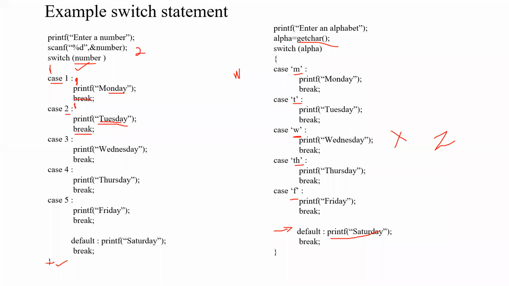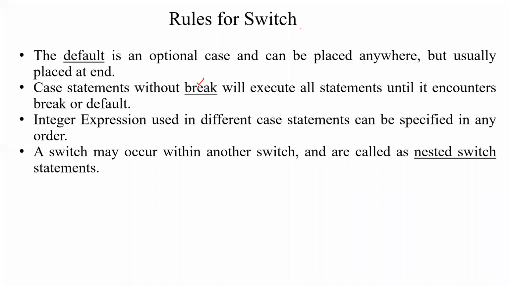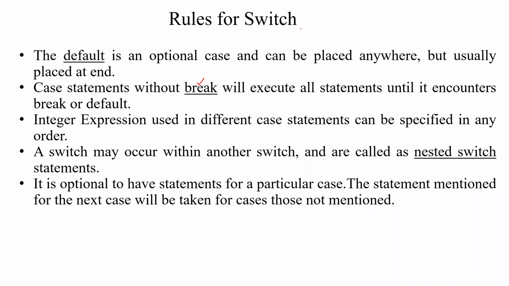If I'm not mentioning any break for any of these, what will happen? If I'm keeping only the last break, then even if I'm entering 1, it will print Monday, Tuesday, Wednesday, Thursday, Friday, and then it will encounter a break. Even if I'm not mentioning this break also, then what will happen is Monday, Tuesday, Wednesday, Thursday, Friday, Saturday, because when it encounters a default or a break, it will stop the execution. So if you are running the program and you find that it is not giving the expected output, check whether break is mentioned.